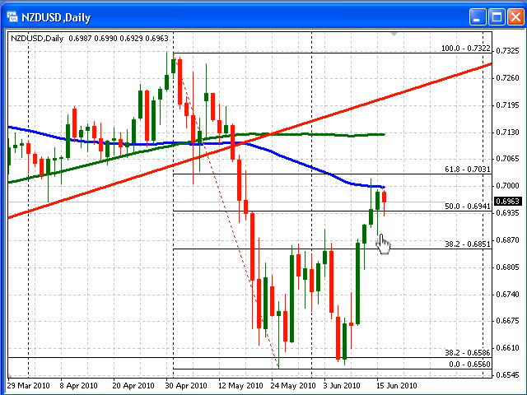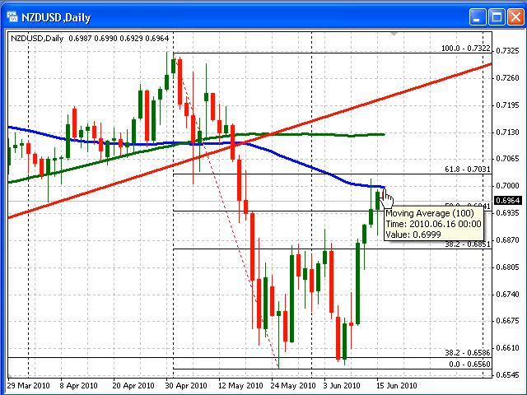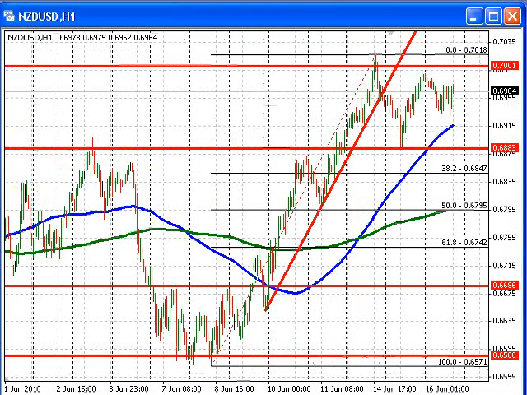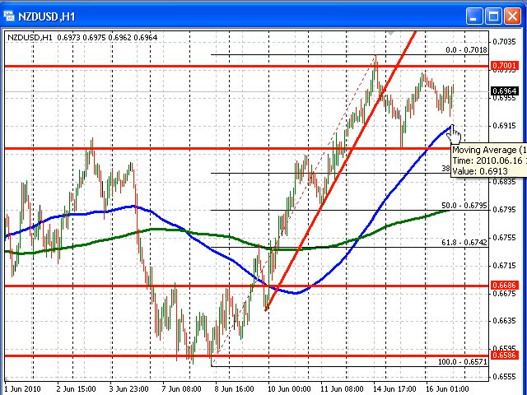Yesterday the market had a lower low, but moved back up toward that 100-day moving average. Today we had a similar high, with the market staying below that 100-day moving average. That level comes in at 69.99, and is going to be the key level to watch here for the New Zealand versus US dollar.